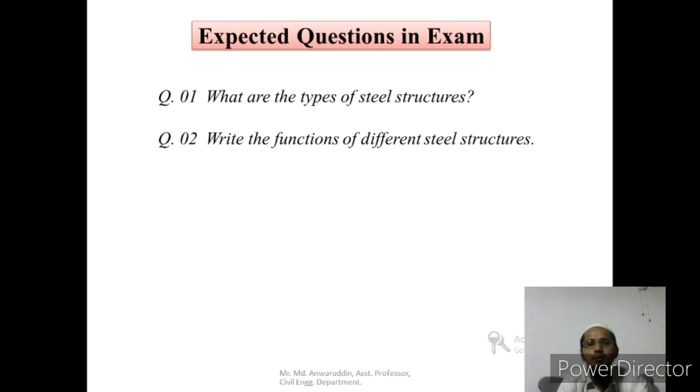So in today's video clip, we have learned about the definition of steel and steel structure, different types of steel structures, and their purposes. Based on these 2 points, in examinations some questions may be asked. These expected questions are: what are the types of steel structures, and write the functions of steel structures. So I hope you understand these points and you are able to answer these questions.